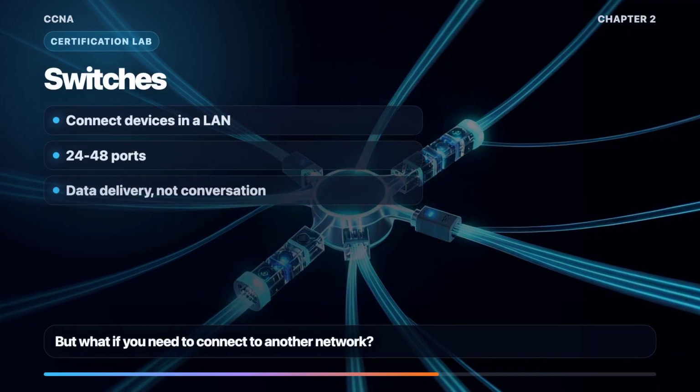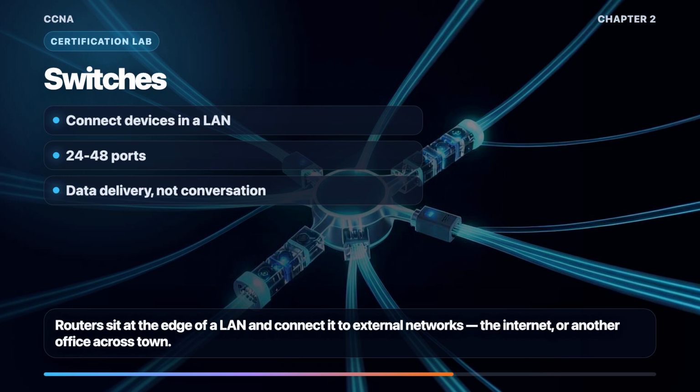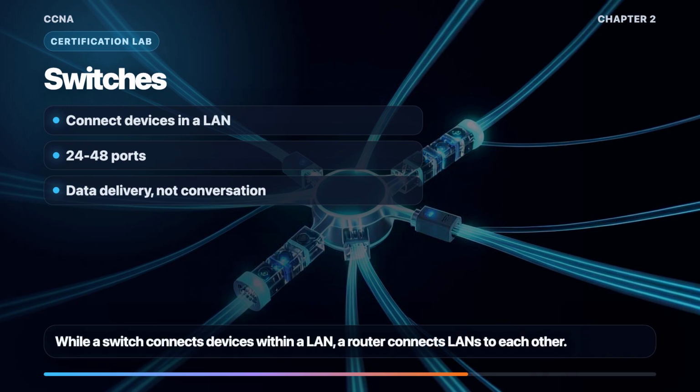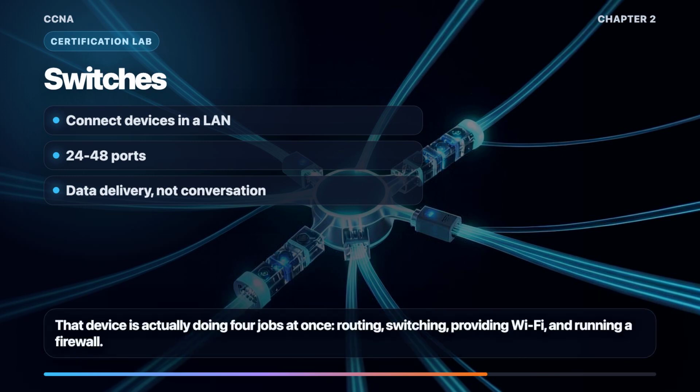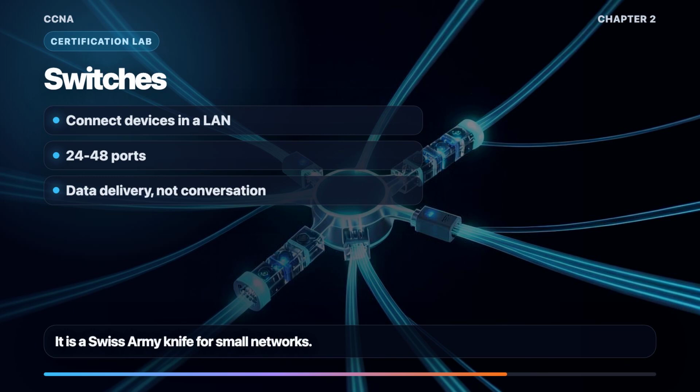But what if you need to connect to another network? Like the internet? For that, you need a router. Routers sit at the edge of a LAN and connect it to external networks, the internet, or another office across town. While a switch connects devices within a LAN, a router connects LANs to each other. If you are at home, you probably have a wireless router. That device is actually doing 4 jobs at once: routing, switching, providing Wi-Fi, and running a firewall. It is a Swiss Army knife for small networks.